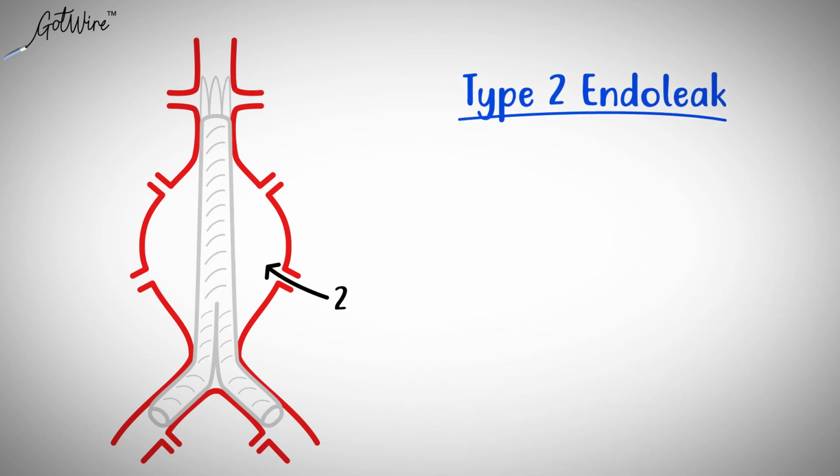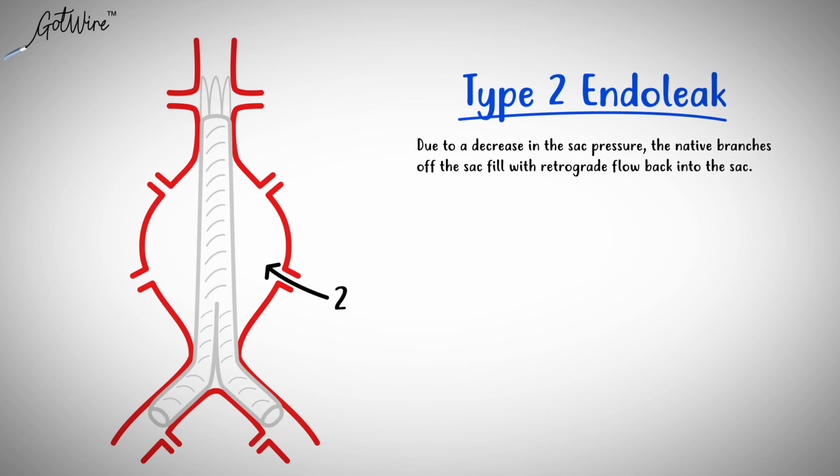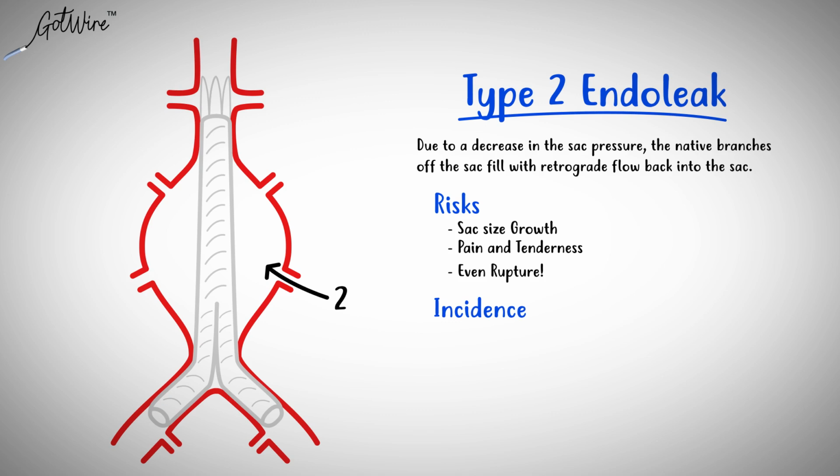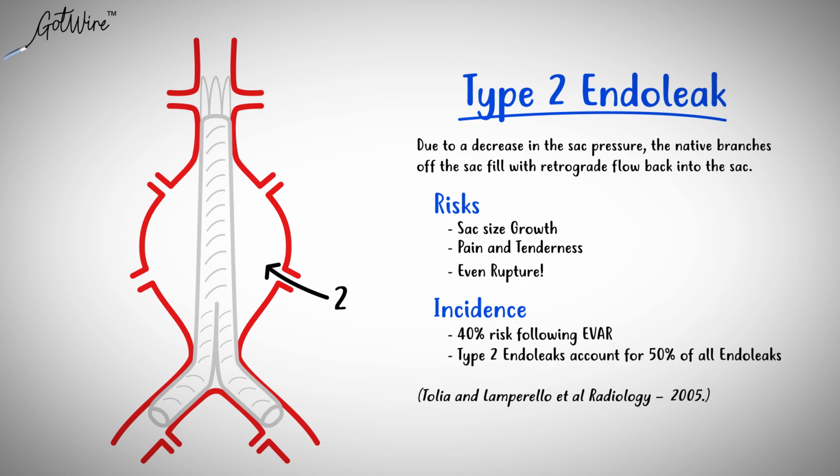Type 2 endoleaks, as previously defined, is a filling of the aneurysmal sac by a native branch or a tributary of the vessel treated, which over time can result in native aneurysmal sac size growth, sac pressurization, and even rupture. The natural history of type 2 endoleaks is not well understood. However, we do know that the incidence can be quite high following an EVAR, as high as 40%. It is also the most common type of endoleak, accounting for up to 50% of all different types.